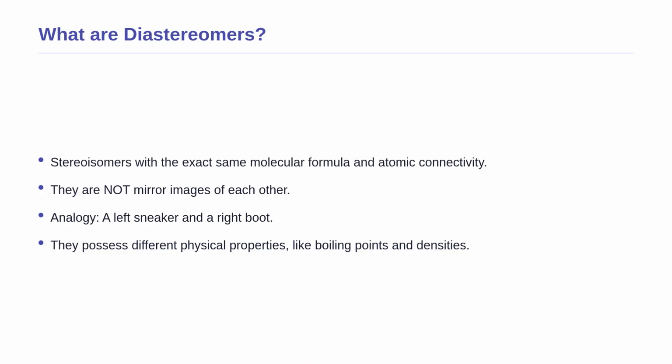They are stereoisomers that share the same atoms and connections, but their three-dimensional arrangement makes them non-mirror images. Think of them like siblings. They share parents and features, but they are not identical twins. Because their shapes are fundamentally different, diastereomers have completely different physical properties, such as different boiling points and densities.